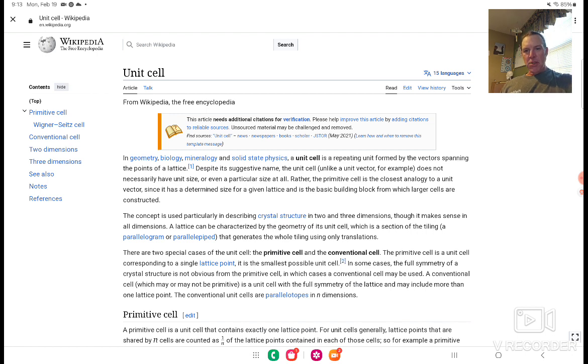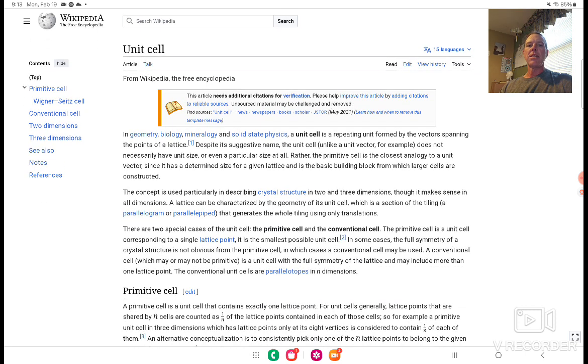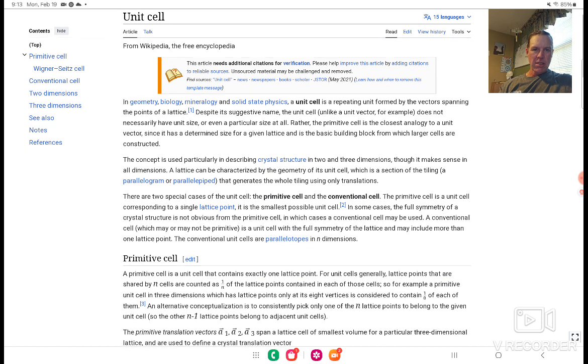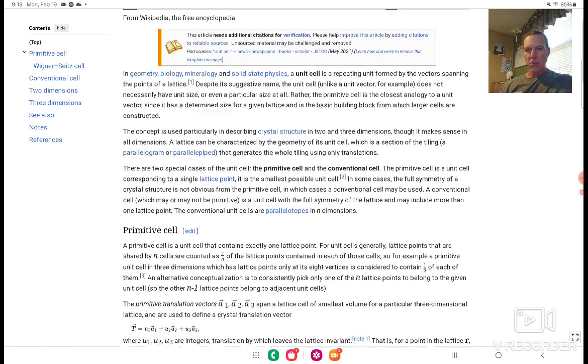In geometry, biology, mineralogy, and solid state physics, a unit cell is a repeating unit formed by the vectors spanning the points of a lattice. Despite its suggestive name, the unit cell, unlike a unit vector, for example, does not necessarily have unit size, or even a particular size at all. Rather, the primitive cell is the closest analogy to a unit vector, the building block for which larger cells are constructed.